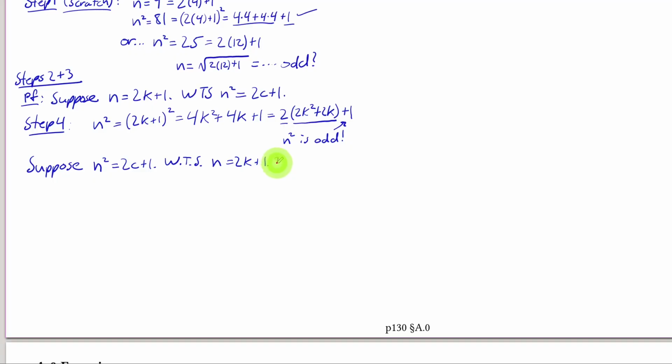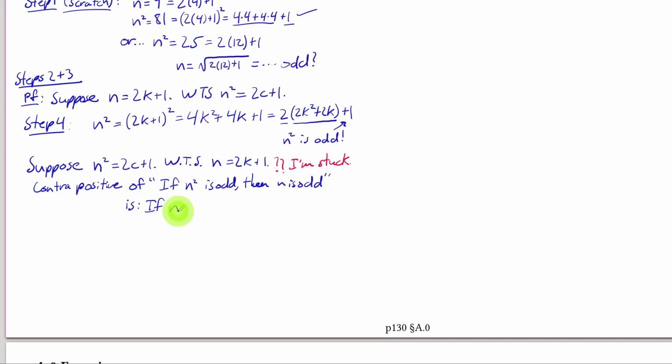So here's a situation where if you're stuck, you might want to think about the contrapositive. The contrapositive of if n squared is odd, then n is odd. Let's think about it. The contrapositive is: if n is not odd, then n squared is not odd.